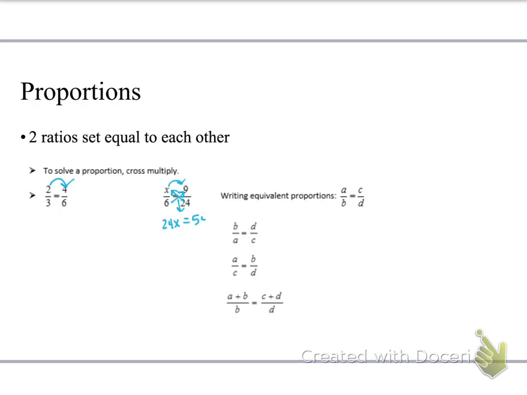9 times 6 would get me 54. I could divide by 24 and get my answer as 54 over 24. You could simplify that if you wanted to. So proportions are basically me setting up two equations that should eventually be equal if I simplified them.